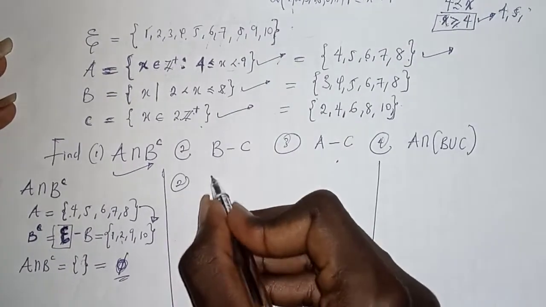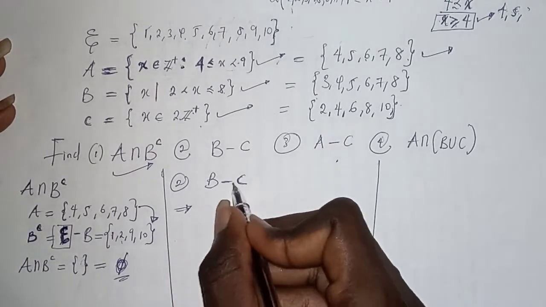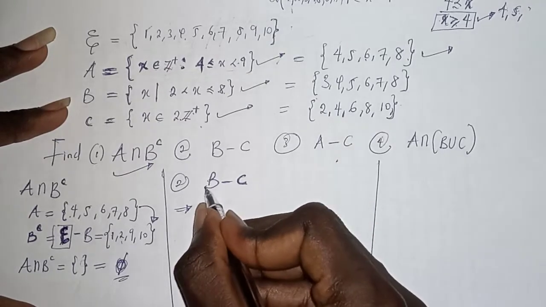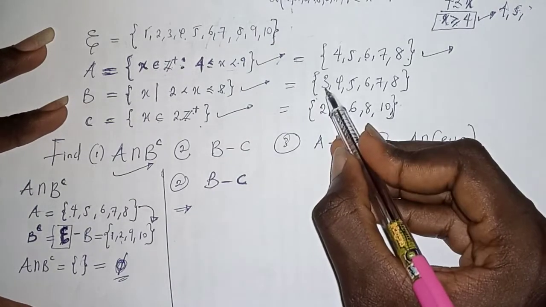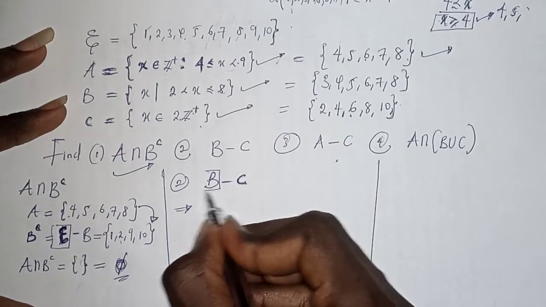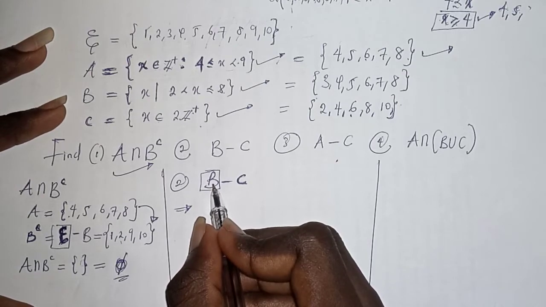Second question, find B minus C. This one is very, very simple. B minus C means remove C from B. Whatever you have left in B gives you the final answer for B minus C. Do you understand that? Okay?